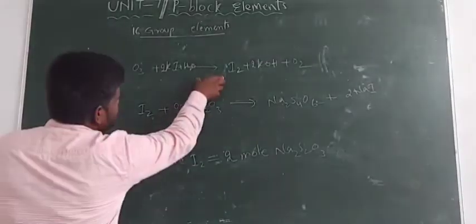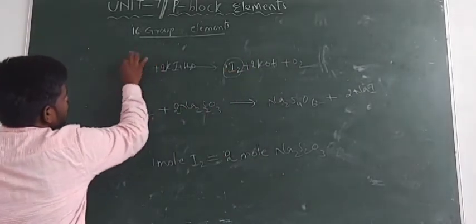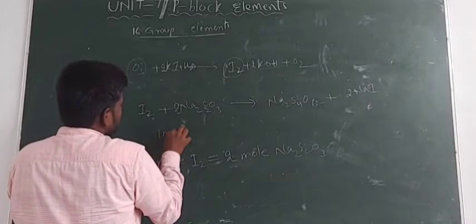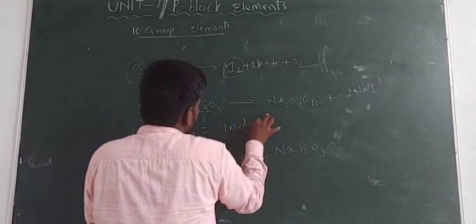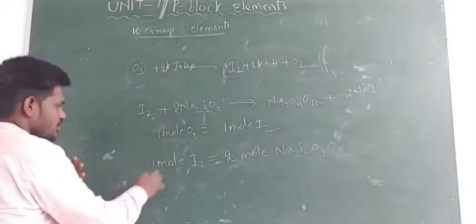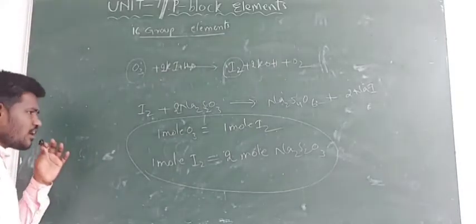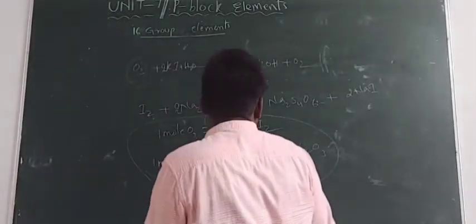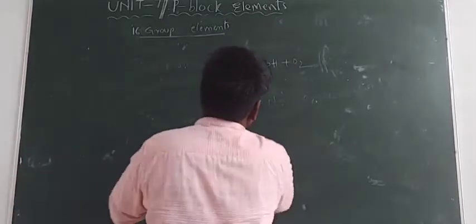From the reaction, 1 mole of I2 is formed when 1 mole of O3 reacts with potassium iodide. So from the above reaction, 1 mole of O3 corresponds to 1 mole of I2. So guys, from these calculations we can determine how much ozone is present in a given unknown sample. Like this we can estimate ozone quantitatively.